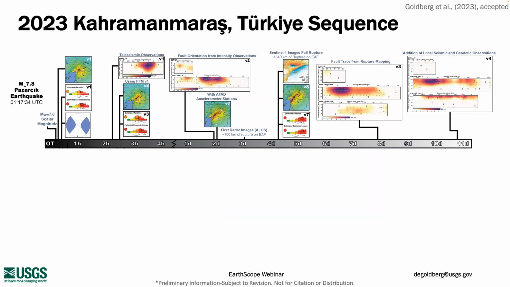Just taking this away so you can see the difference between these two versions of the finite fault model. Version 3 included the fault trace from our rupture mapping, but was still a teleseismic data only model. And then version 4 is modeled on the exact same fault segments, but includes local seismic and geodetic observations.